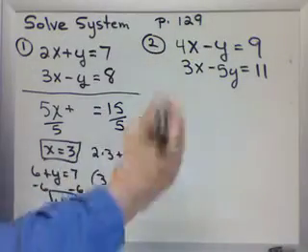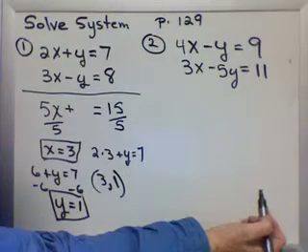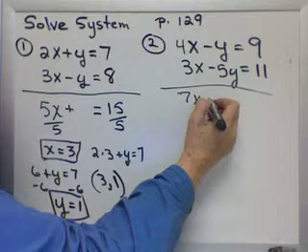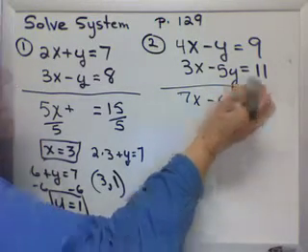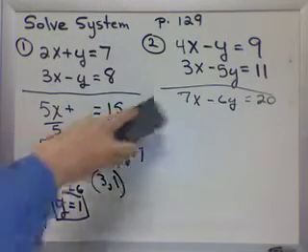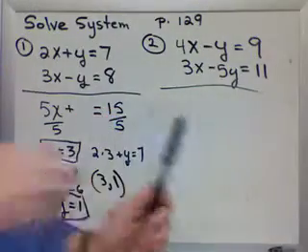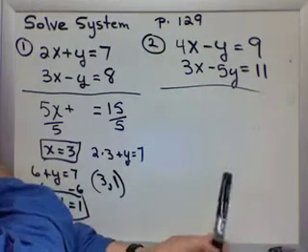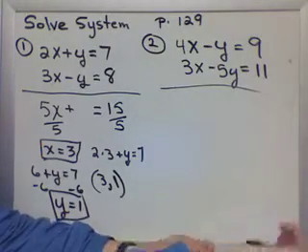Now, look at the second example. This one's a little trickier, because if I draw a line and try to add, nothing disappears. Look, 7x minus 6y equals 20. Oh, that's a problem. So I can't do that by adding. There's a trick to these, though. If that was a positive 5y, then when I added, the y's would disappear.